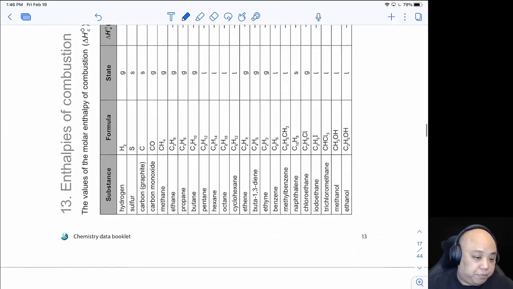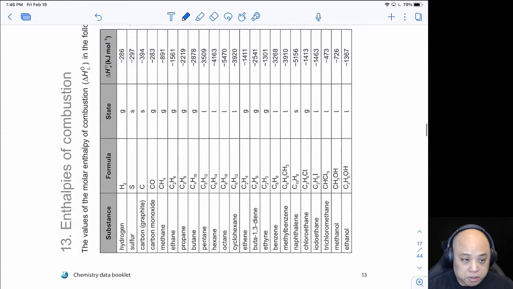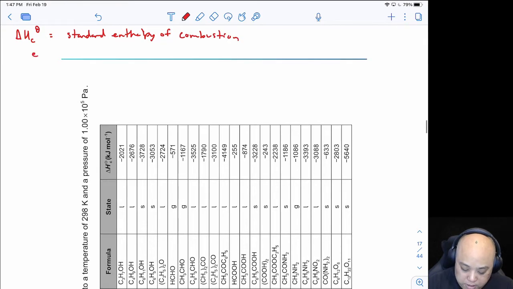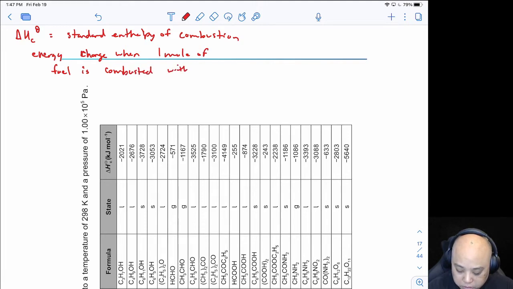Now, this next table is enthalpy of combustion. Enthalpy of combustion is the energy change when 1 mole of fuel is combusted with oxygen. And it's kind of redundant, but that's okay.